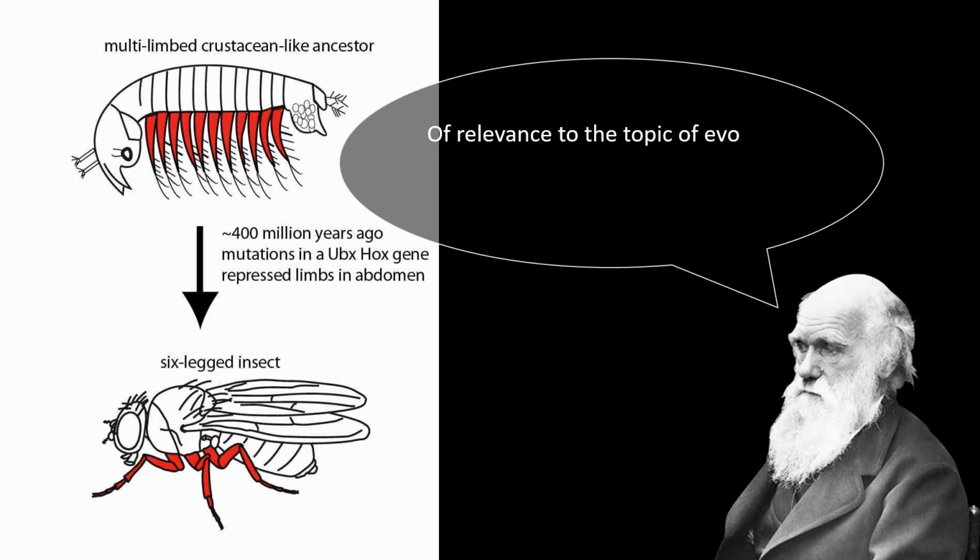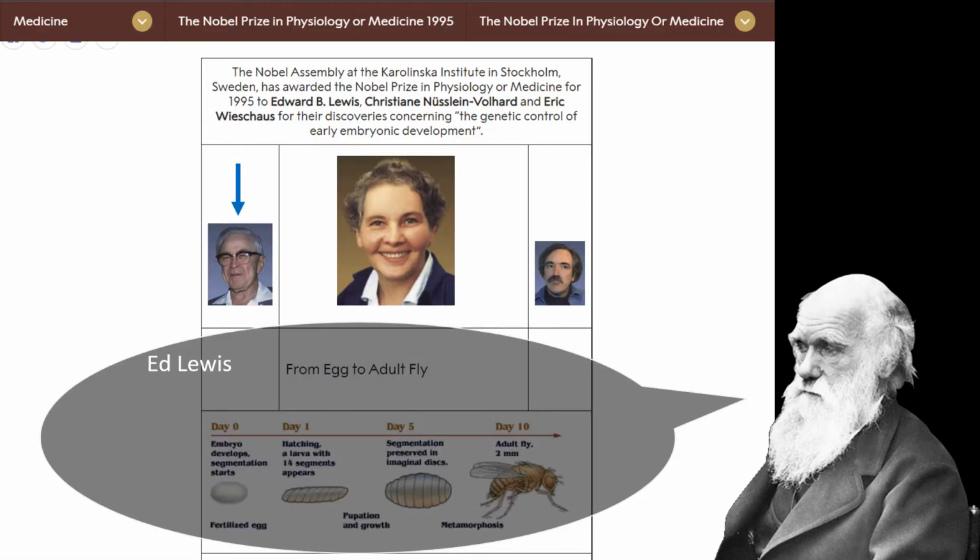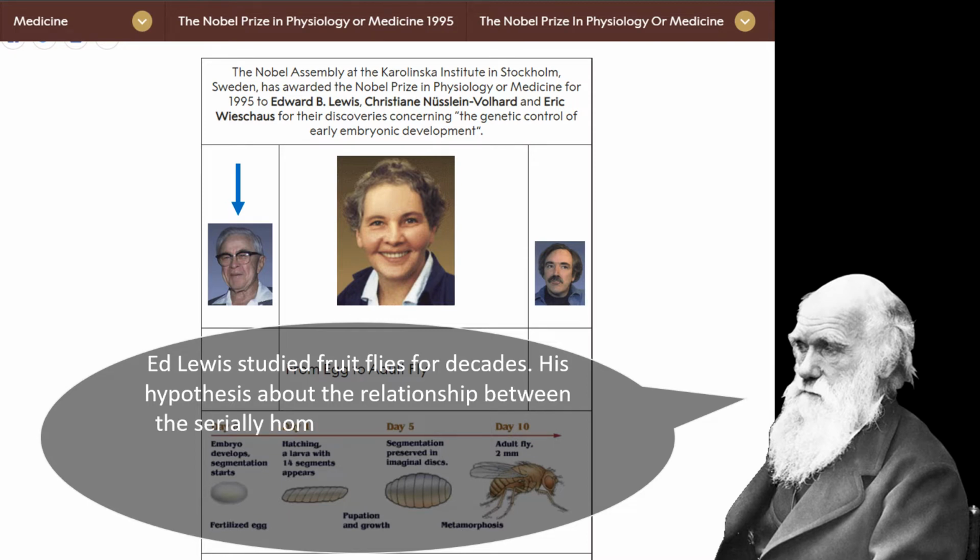Of relevance to the topic of evo-devo and animal macroevolution are Hox genes. Ed Lewis studied fruit flies for decades. His hypothesis about the relationship between the serially homologous segmentation of insect bodies and possible underlying gene duplication was a specific deduction from general evolutionary theory.